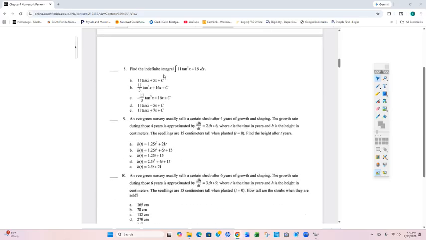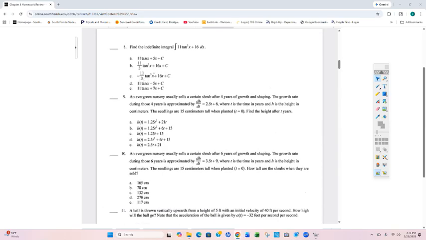Number 8, find the indefinite integral of 11 tangent squared x plus 16 dx. A, 11 tangent x plus 5x plus c. B, 11 thirds tangent cubed x plus 16x plus c. C, negative 11 thirds tangent cubed x plus 16x plus c. D, 11 tangent x minus 5x plus c. E, 11 tangent x plus 7x plus c. The answer to number 8 is A, and that is from section 4.1.